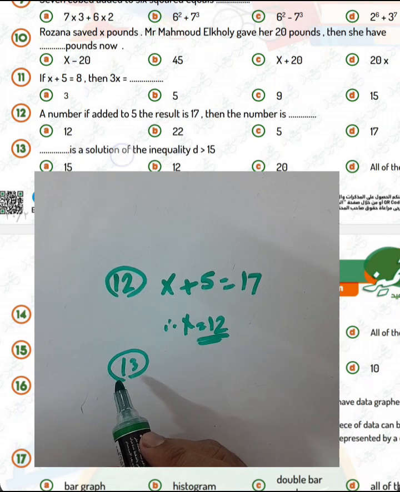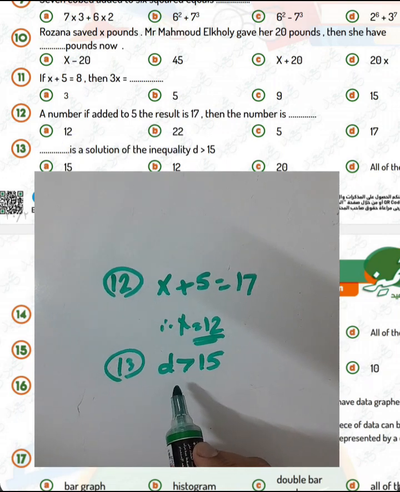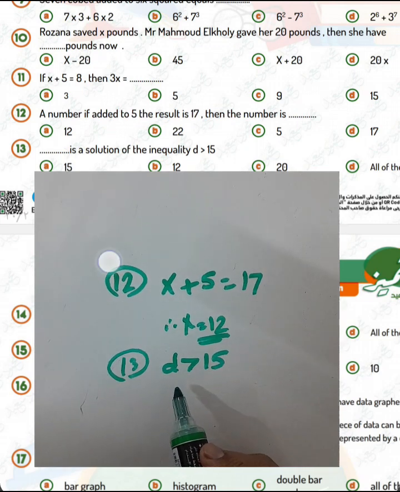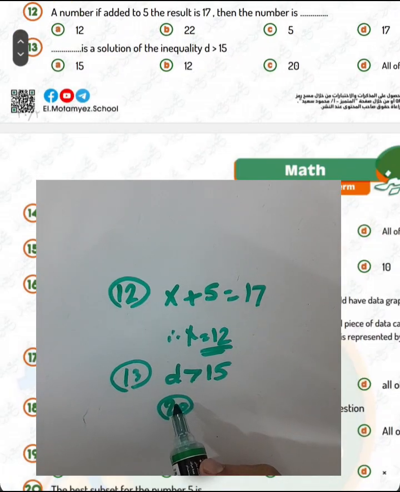Question 13. Which is the solution of the inequality d greater than 15? Which number is greater than 15 here? We must choose 20. 20 is greater than 15. Choose letter C here.